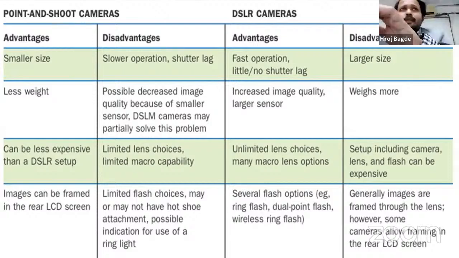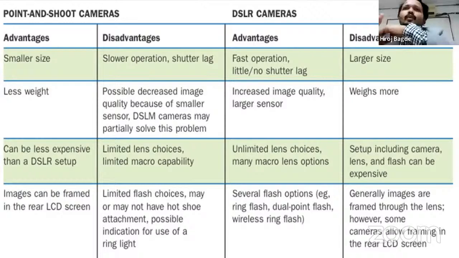Mobiles nowadays are proving to be as close as DSLRs, but the problem is I cannot totally rely on a mobile to get a very good 1:1 ratio. 1:1 ratio means the image size and the object size are the same ratio. We cannot reproduce that through mobiles. That's why we have some advantages and disadvantages.